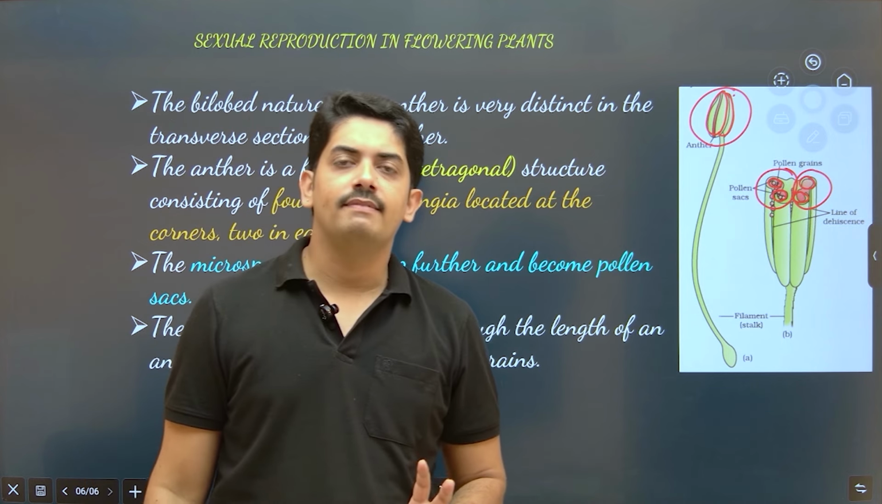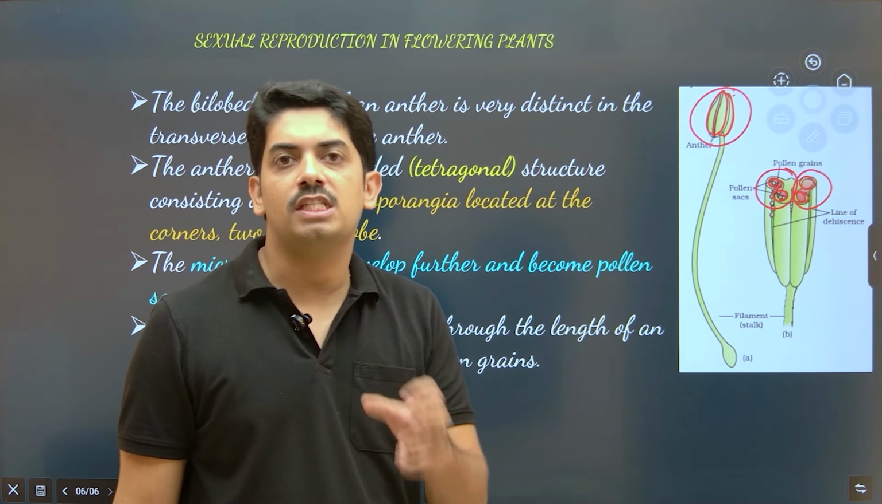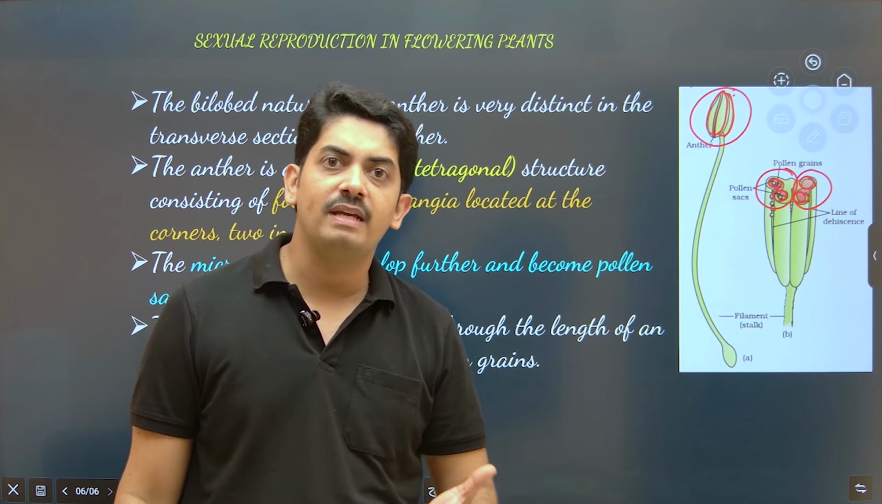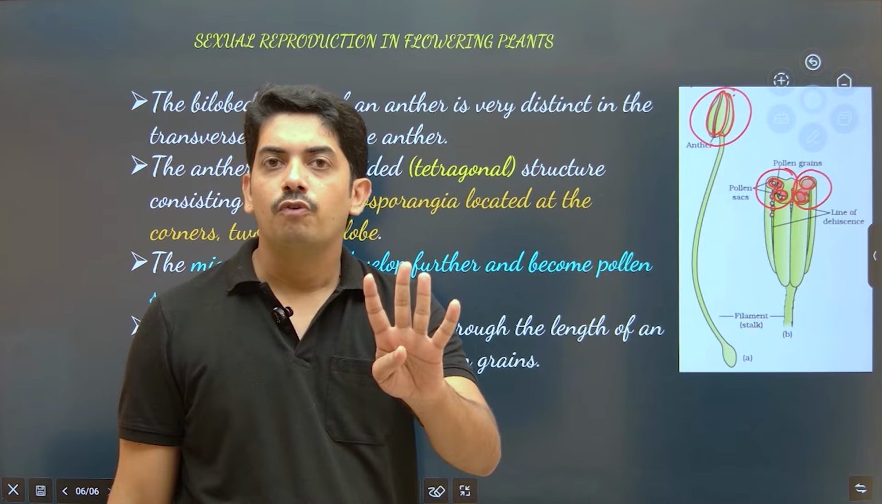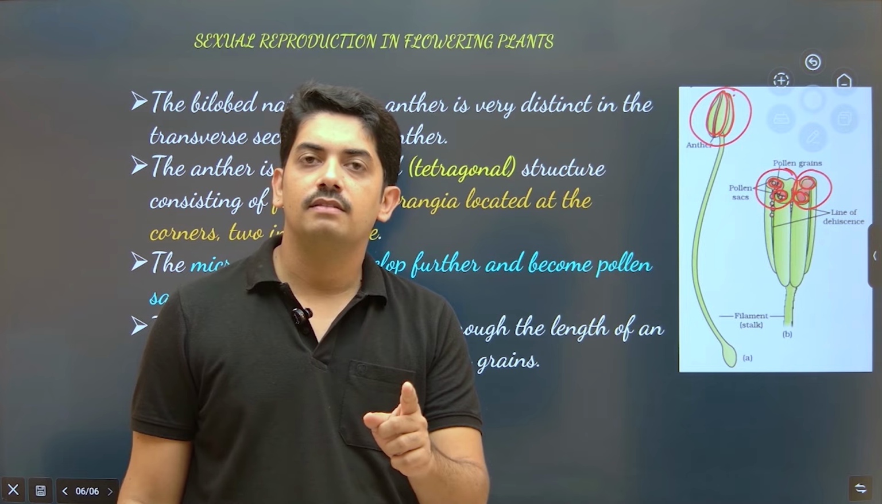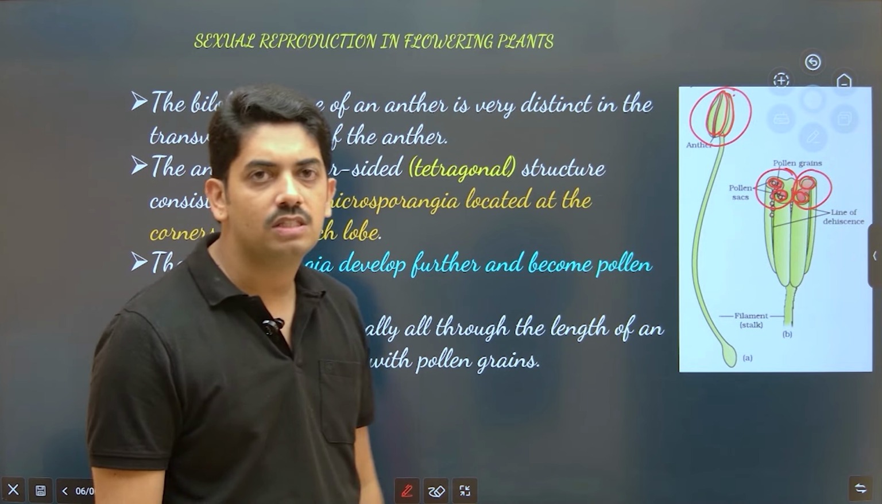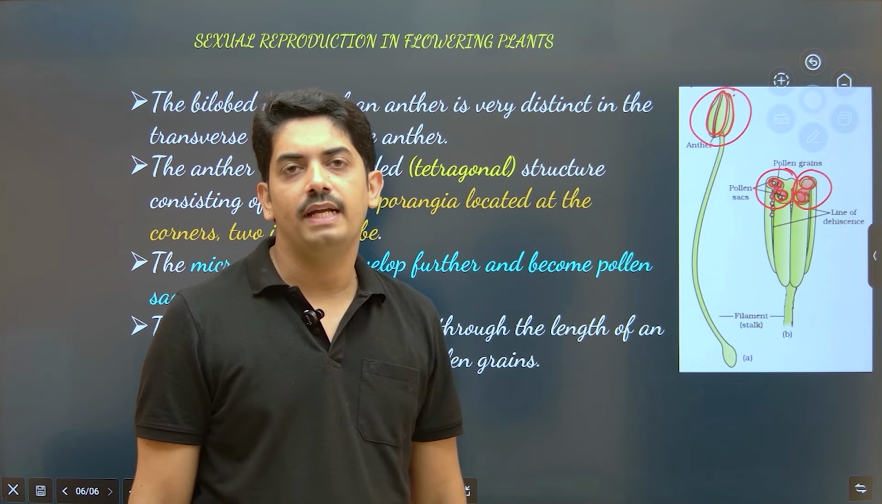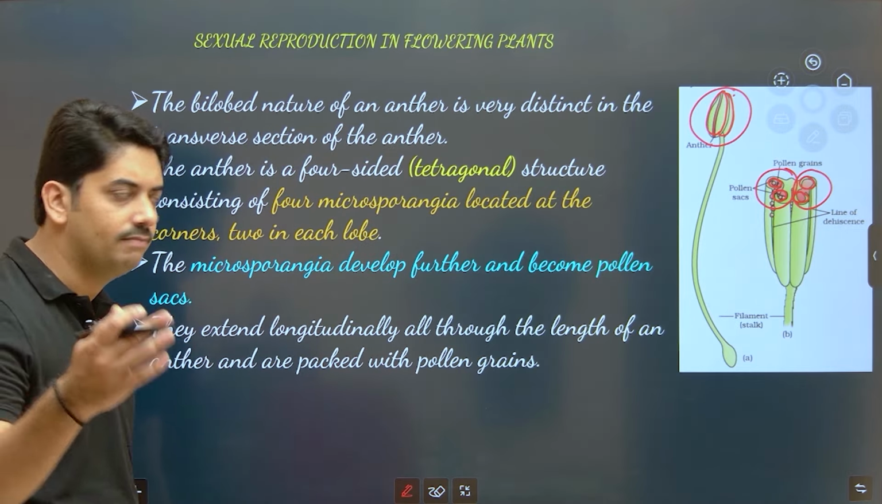Suppose in a competitive exam, if they ask how many microsporangia are present, what will you say? How many are there in one anther? In one anther there are 4 microsporangia. Nothing but how many pollen sacs are present? 4 pollen sacs are present, because microsporangia develop into pollen sacs. We will try to understand the words one by one.